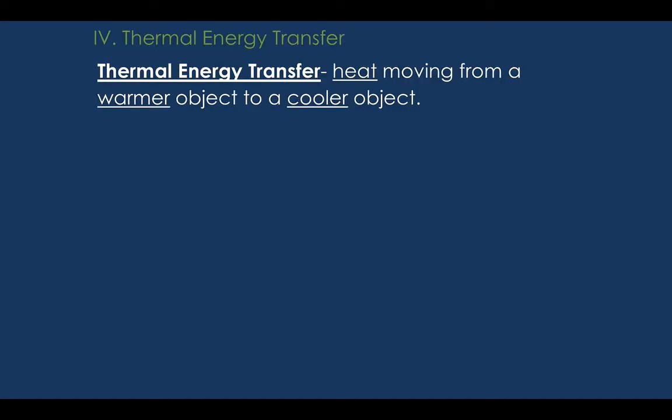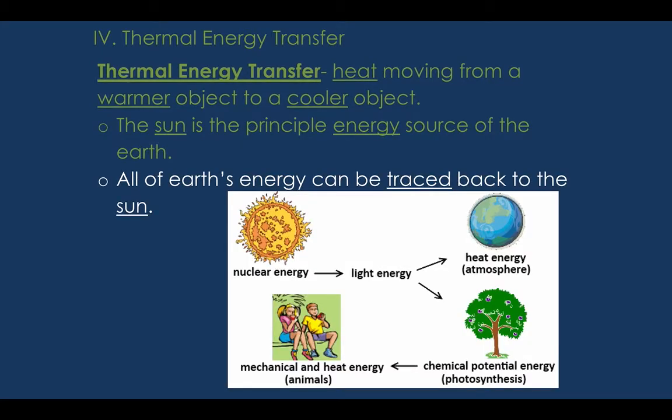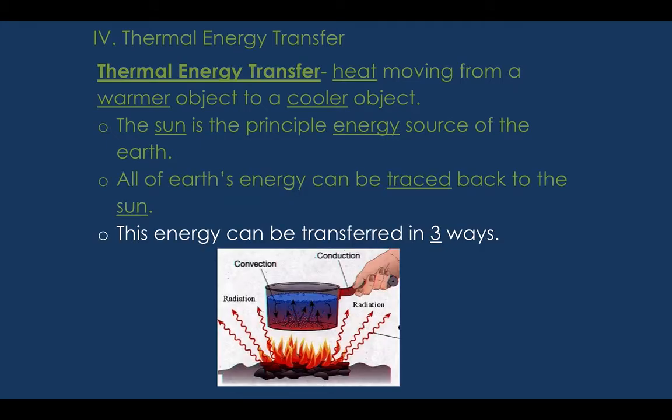Thermal energy transfer is where we're starting, is when heat is moving from a warmer object to a cooler object. Now, you might remember learning some of this in physical science in the past, so some of this should feel like a review to you. The sun is the principal energy source of the Earth. So really, all of the Earth's energy can ultimately be traced back to the sun. This energy can be transferred in 3 ways. And I'm going to show you a short video that helps demonstrate those before we put them in our notes.